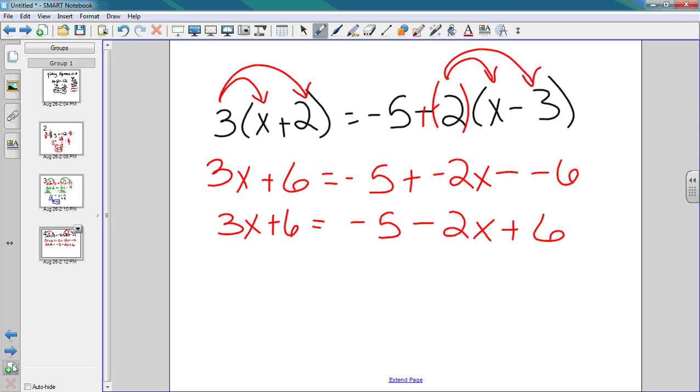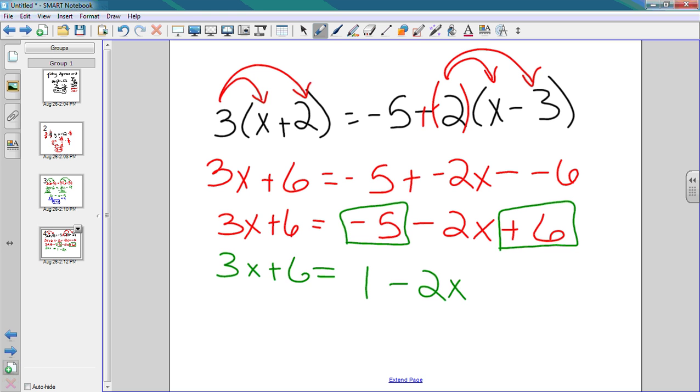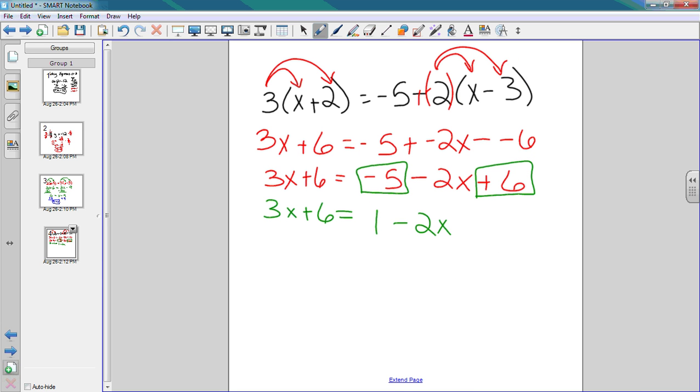Now, I'm going to combine all the like terms on this side that I can. I have negative 5 plus 6 gives me 1. So I have 1 minus 2x equals 3x plus 6. Now I'm going to get my x's together on one side. In order to do that, I'm going to add 2x to both sides. I have subtraction here. I could subtract 3x, but then I'd end up with a negative 5x. I don't like negatives if I don't have to. Okay? So I'm going to add 2x to both sides.